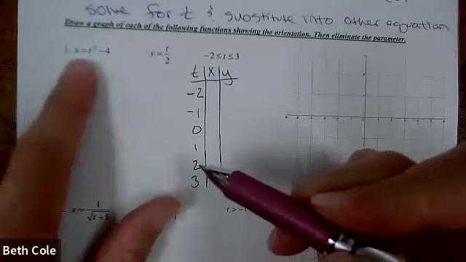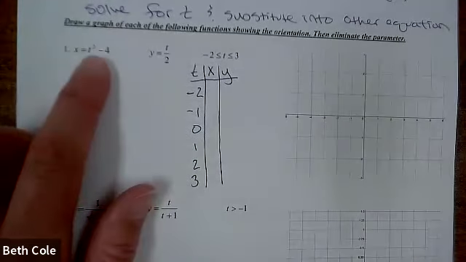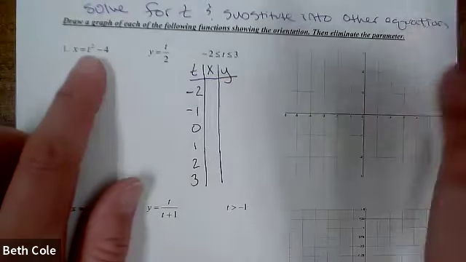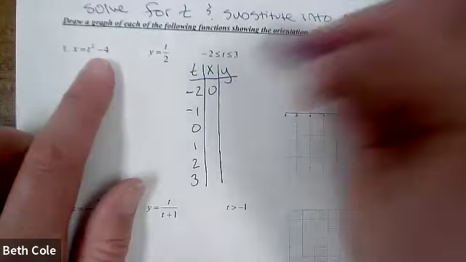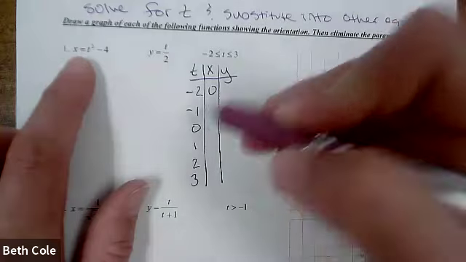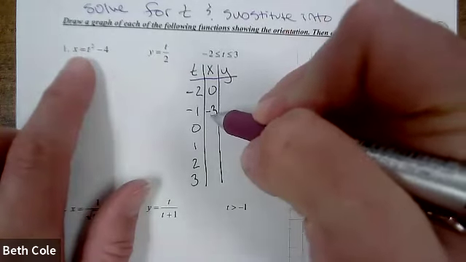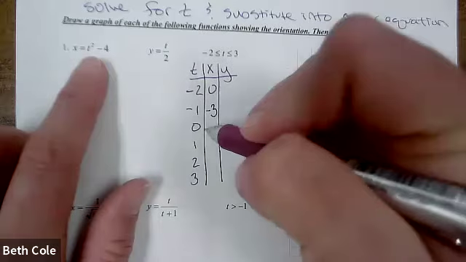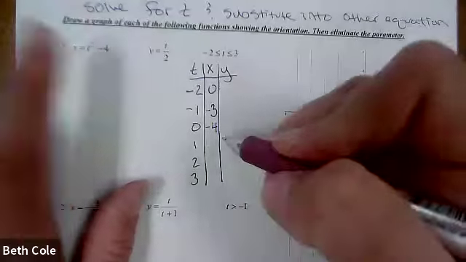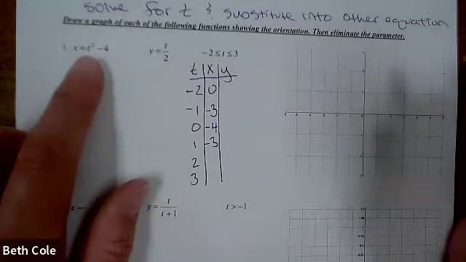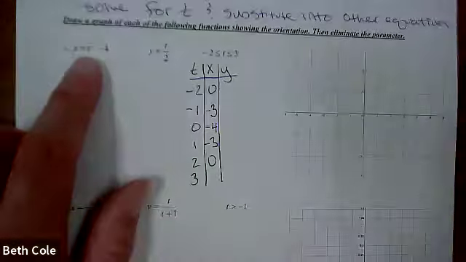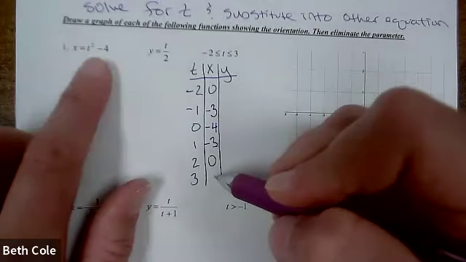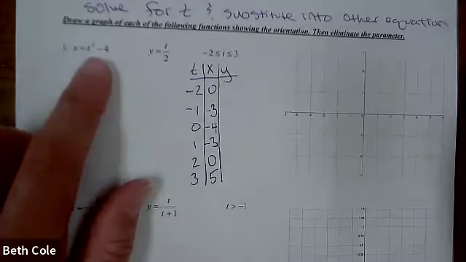So let's plug all of these numbers into our x equation. This is just arithmetic, all right? If you plug in -2, what are you going to get? -4, so good. 0. If you plug in -1, -3. If you plug in 0, -4. 1 is going to give you -3. 2 is going to give you 0. I hope you see the symmetry there. And then 3 is going to give you 5.